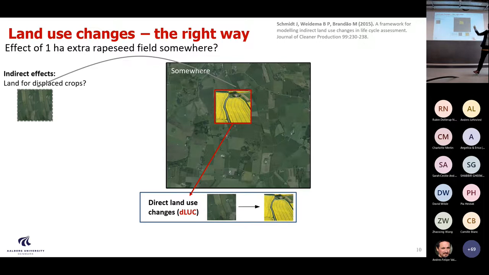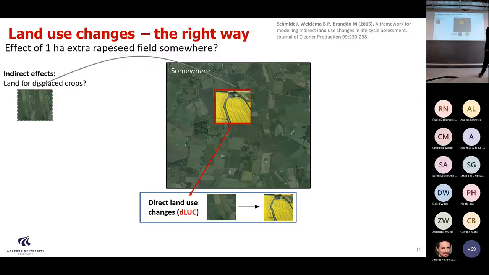And what happened out here to the left? Well, if I am putting some rapeseed here, the other crops that would have been there are not being grown. And if they are not grown, people will not start using less of these crops, so they have to be grown somewhere else. So we need to compensate these crops that we are squeezing out of the system. Where can we compensate crops? It can be somewhere else.